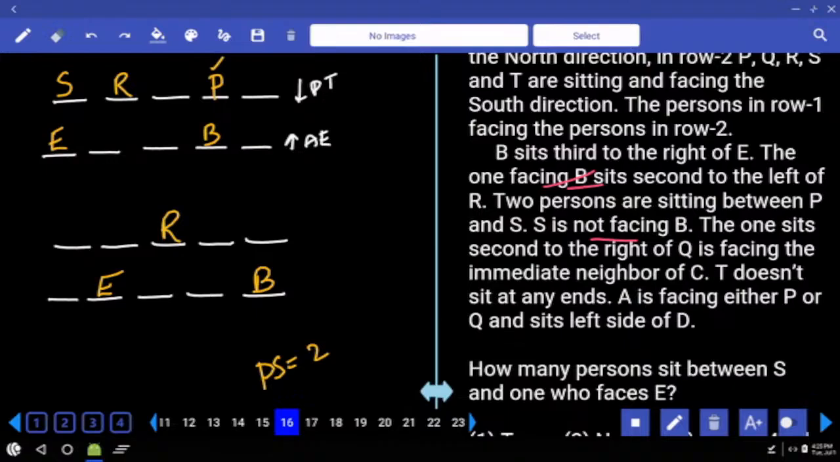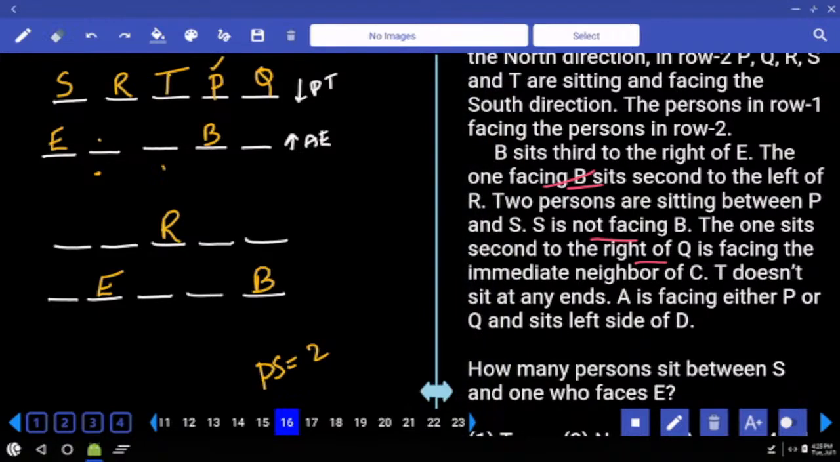Then the one who sits second to the right of Q is facing the immediate neighbor of C. If Q is here, second to the right of Q is an immediate neighbor of C, that is fine. Or if Q is here, then the immediate neighbor of C can be here. 2 possibilities for this. And T does not sit at the ends of the row. Then Q is here. Now if Q is here, the one who sits second to the right of Q is facing the immediate neighbor of C, then C must be here.